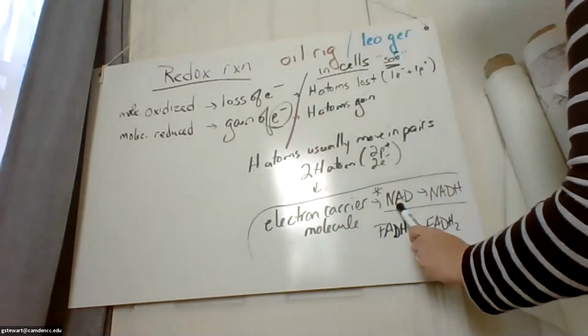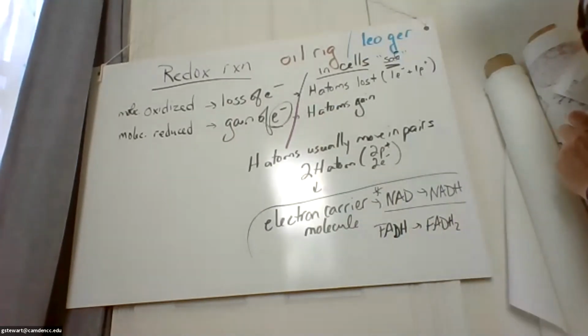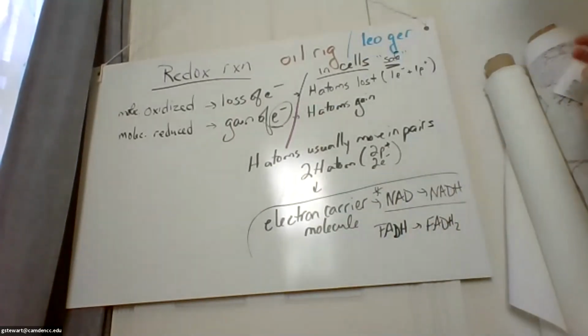So this is the oxidized form of NAD. This is the reduced form of NAD, NADH. Yeah, that was a little easier than what I had in those PowerPoints.